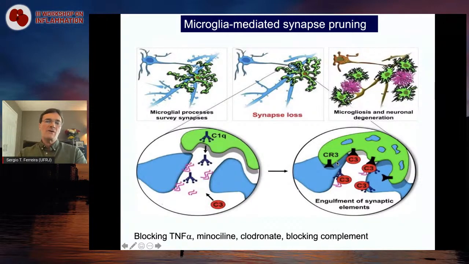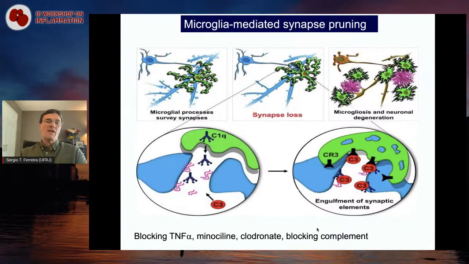And we found that blocking TNF-alpha, which initiates this cascade, with a monoclonal antibody, or blocking microglial activation with minocycline, or removing microglia by depleting the brain of microglia, or even blocking proteins of the complement system, all those approaches are capable of rescuing or preventing memory damage induced by A-beta oligomers.